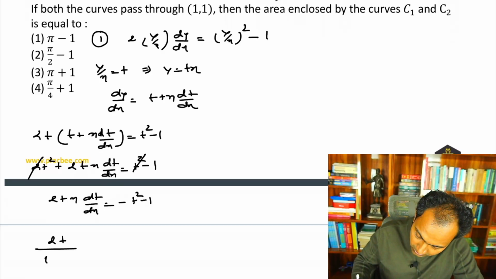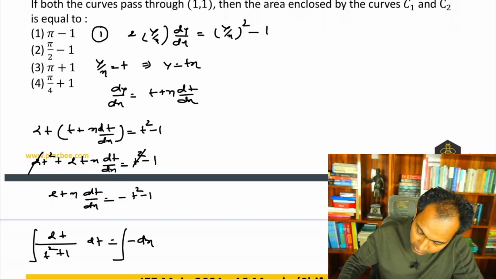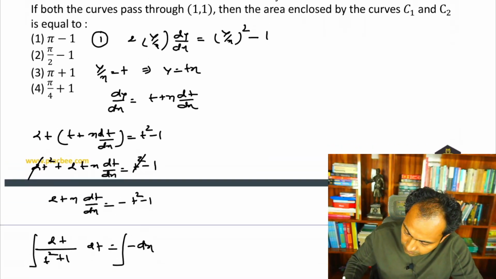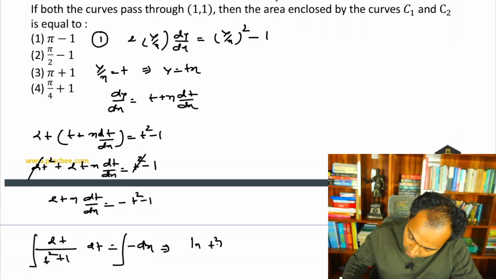And now this is a variable separable. 2t by t square plus 1 dt is equal to minus dx and can be integrated to get an answer, which if done will become nothing but ln of mod of t square plus 1 is equal to minus mod of x plus constant.